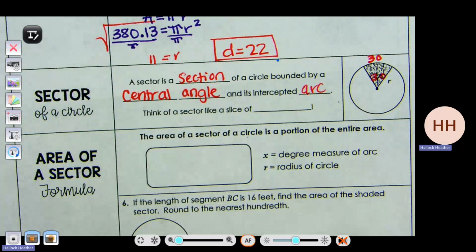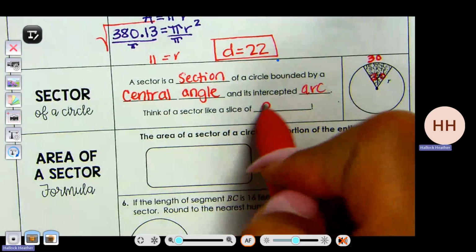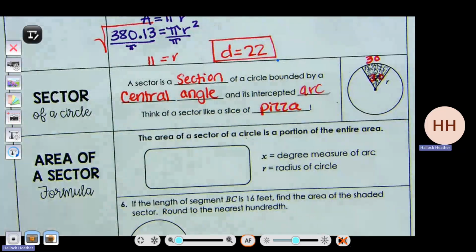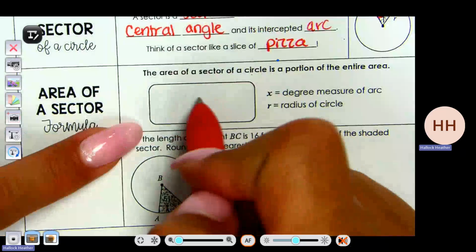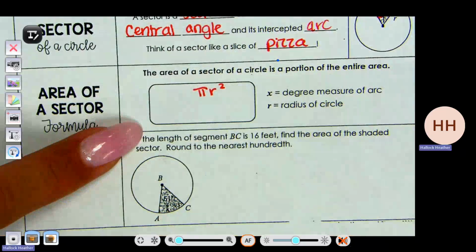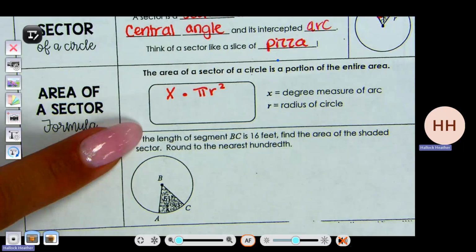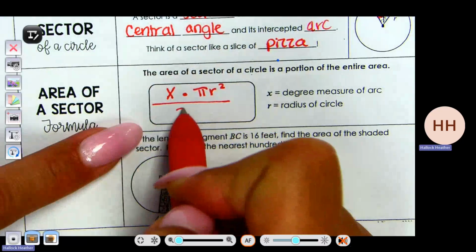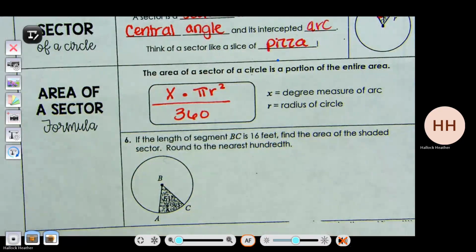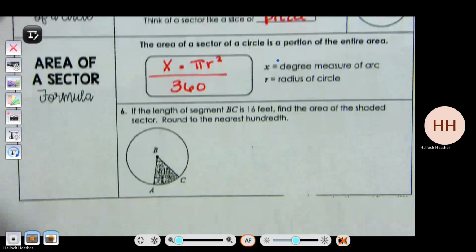So you're going to basically think of a sector as a slice of pizza. So instead of finding the area of a whole pizza pie, like you did in middle school, we're going to find the area of just our slice. So the formula is kind of the same. We're still going to use pi r squared, but there's 2 extra steps. You don't have the whole pizza, so you're multiplying by the piece that you actually have. X represents the slice you have. And then we're going to divide by a whole circle. How much is a whole circle? So we're dividing by 360.